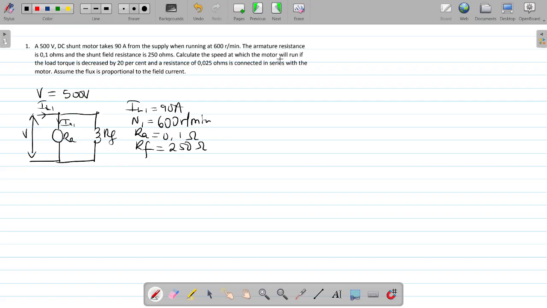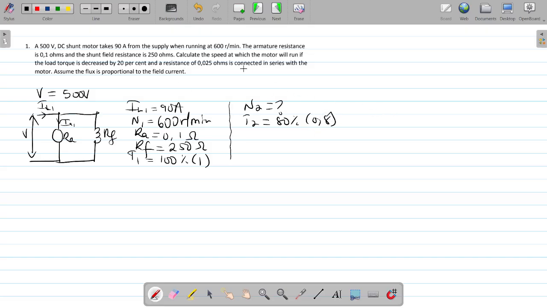It says calculate the speed at which the motor will run if the load torque is decreased by 20% and a resistance of 0.25 ohms is connected in series with the motor. So we are looking for N2. Calculate N2 if torque has decreased by 20%. So our T1 is 100%, which is 1. Our T2, 100 minus 20, is 80%, which is 0.8.